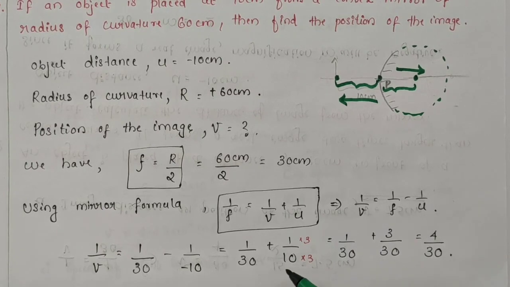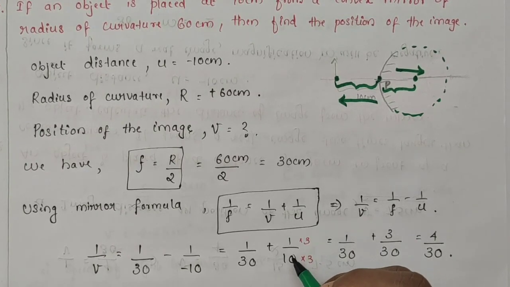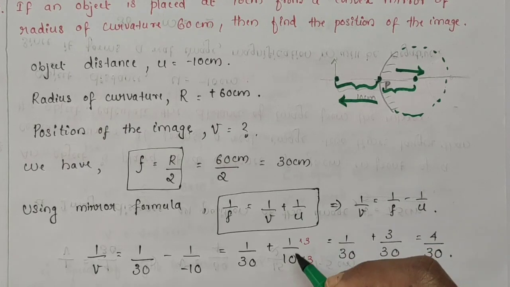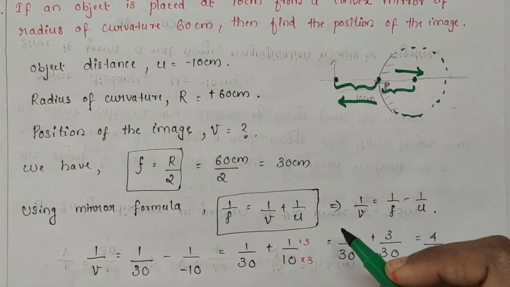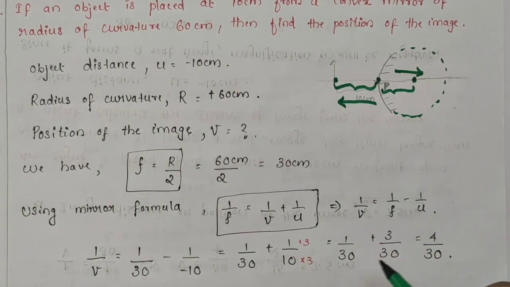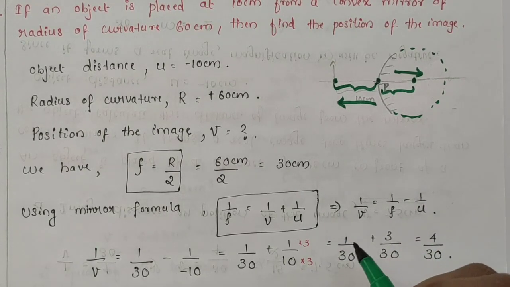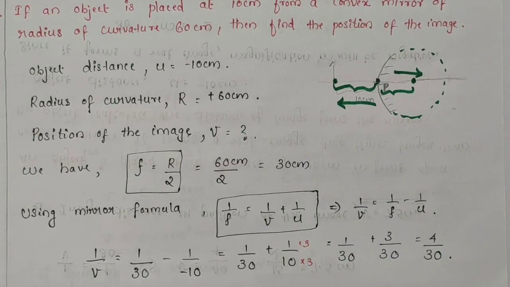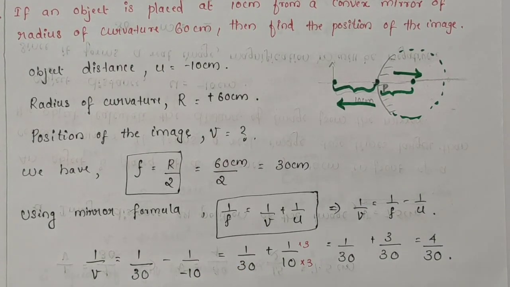You can do cross multiplication here, or you can just make the denominators the same. I am multiplying both the numerator and denominator of the second term by 3. So 1 into 3 is 3, and 10 into 3 is 30. So this becomes 1 by 30 plus 3 by 30. With the common denominator 30, we just add the numerators: 1 plus 3 equals 4. So 1 by v is equal to 4 by 30.